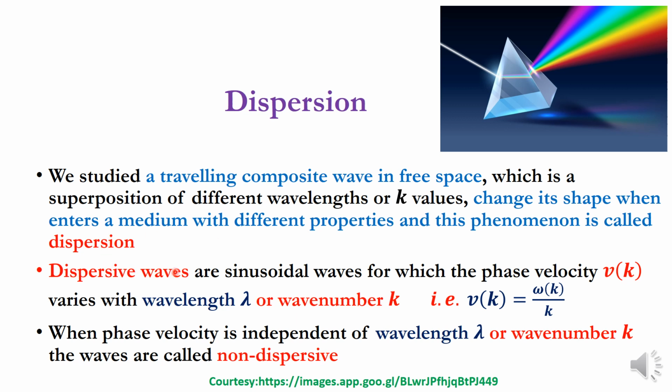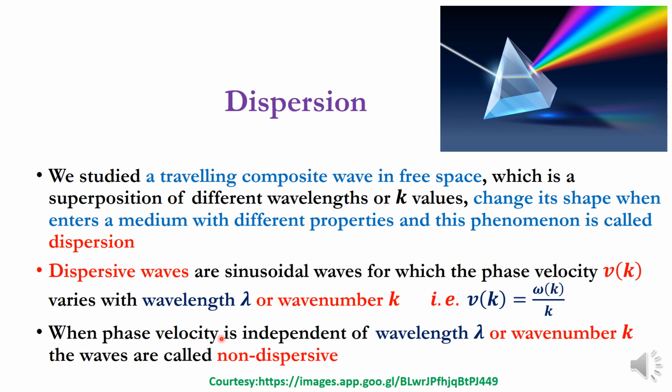So the dispersive waves are sinusoidal waves for which the phase velocity v depends on the k values. That is, this phase velocity v varies with wavelength lambda or wave number k. That is, v of k is equal to omega of k divided by k. In other words, this frequency omega will be a function of k, or it will vary with k.